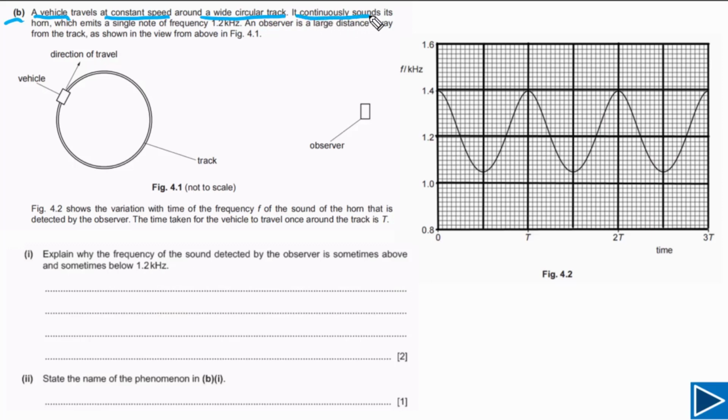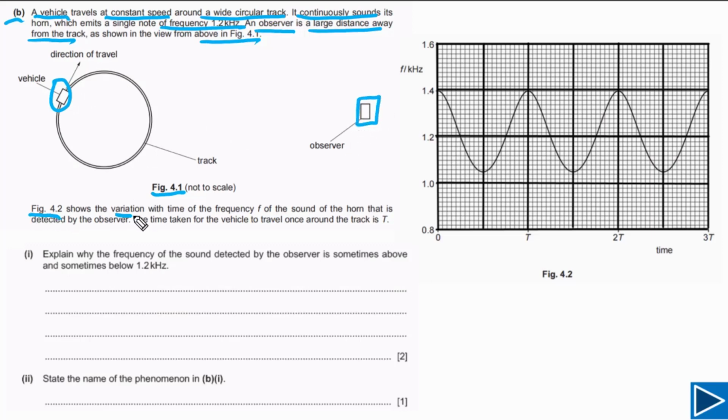It continuously produces sound and the frequency of the sound is 1.2 kilohertz. There is an observer who is standing at a large distance away from the track, and this is shown in figure 4.1. In this figure, you can see this is the vehicle and this is traveling around a circular track. An observer is standing somewhere here.